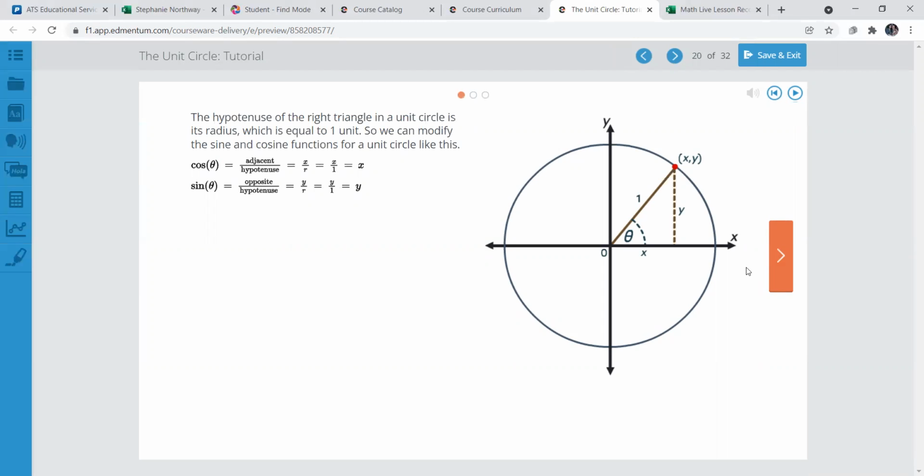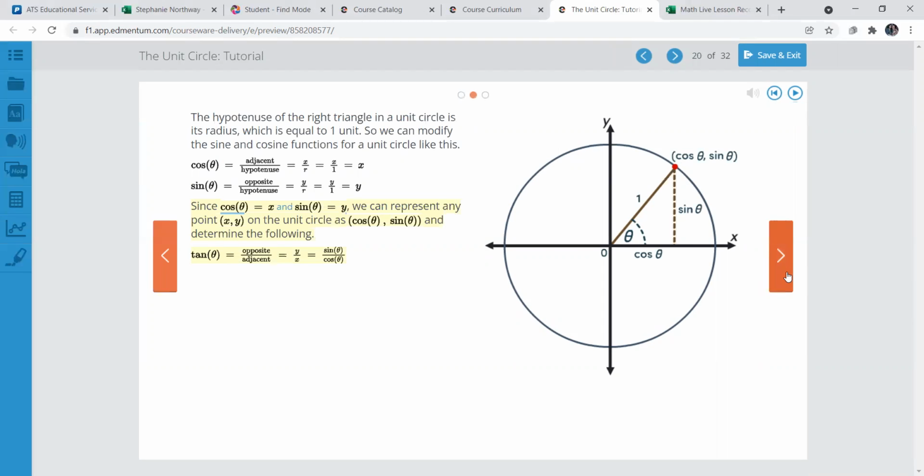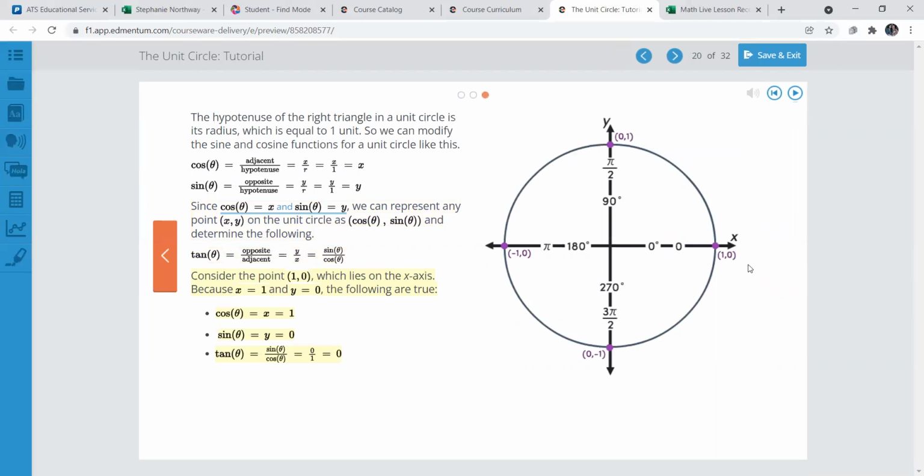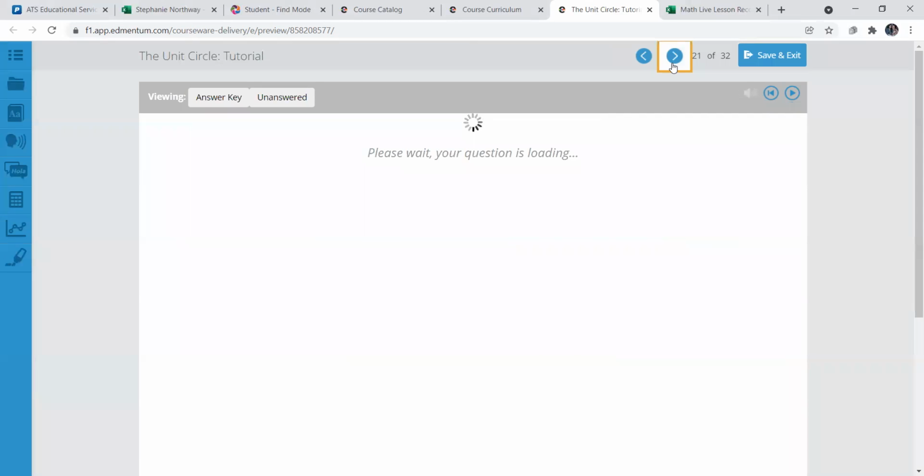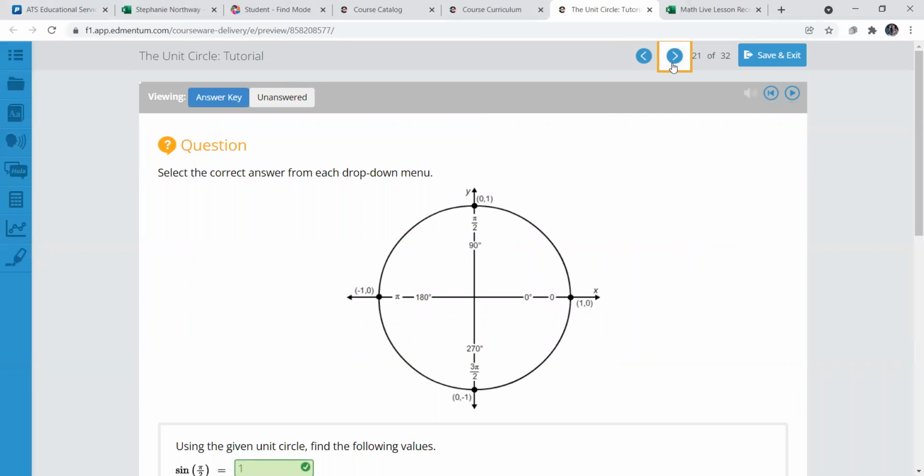Okay, so now we have our next part, hypotenuse. And we're calculating cosine and tangent here. But if you know the unit circle, you know the radians, you know the angles, then calculating this will be fairly easy. As long as you're constantly referring back to the unit circle, you should not have that much trouble calculating.